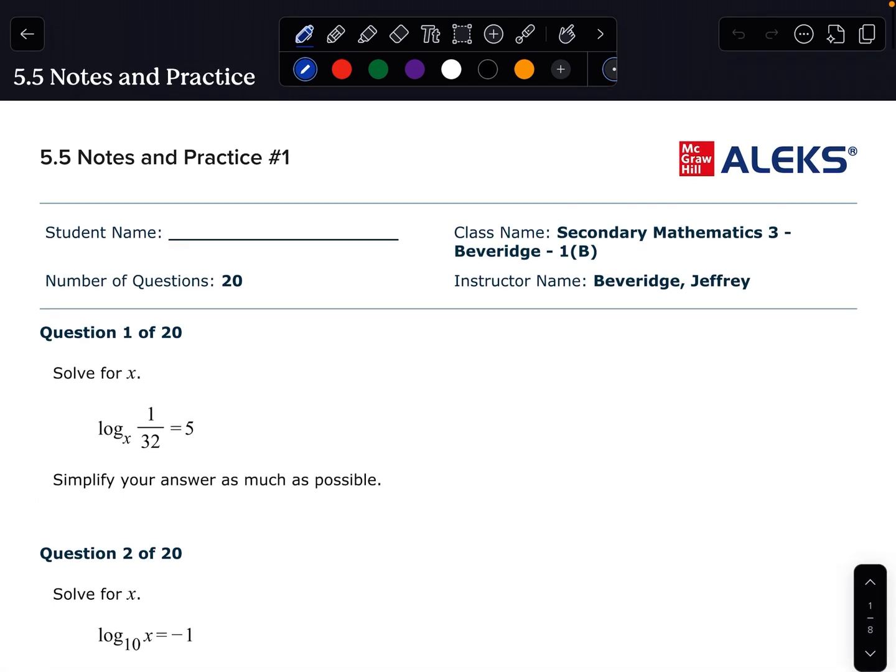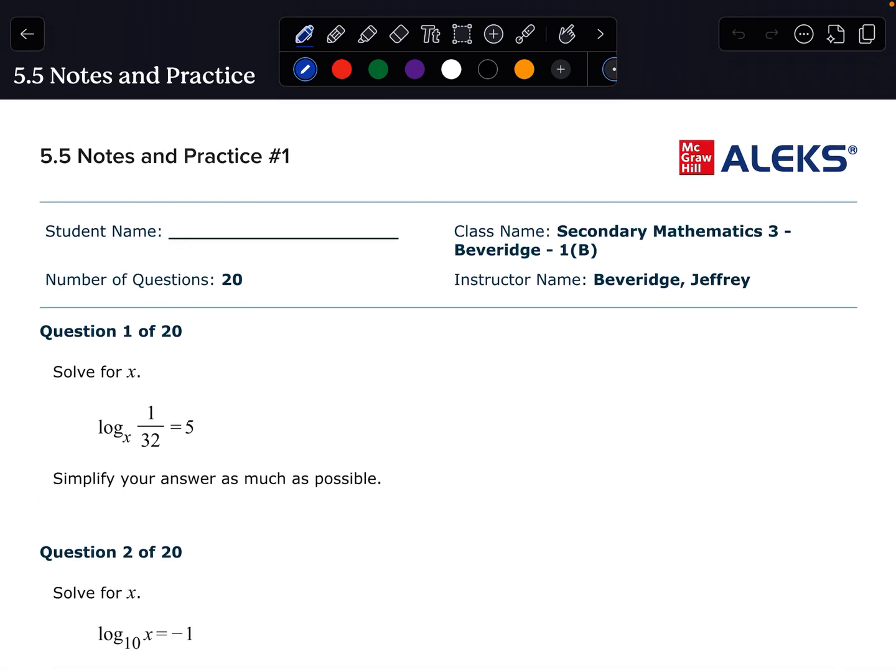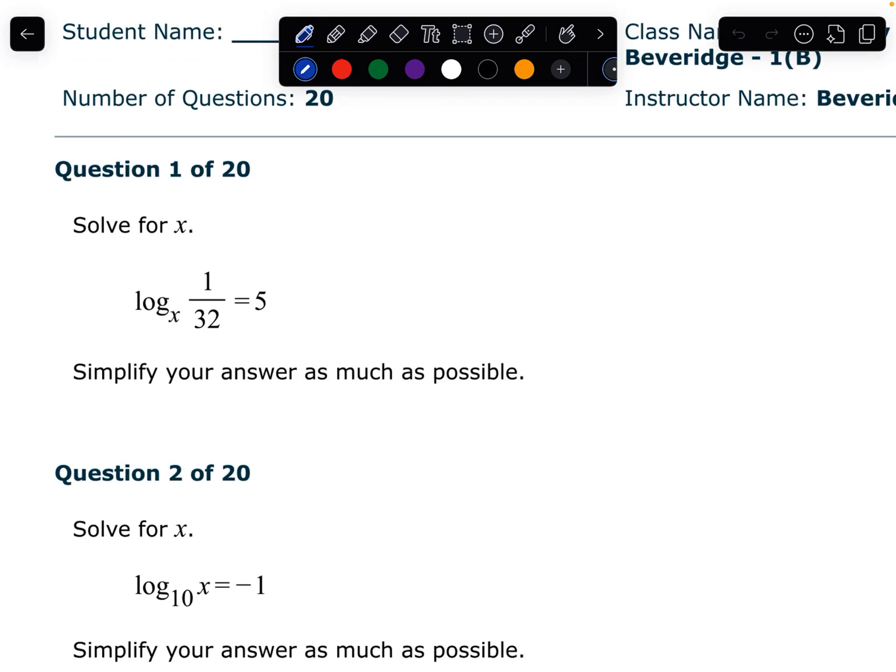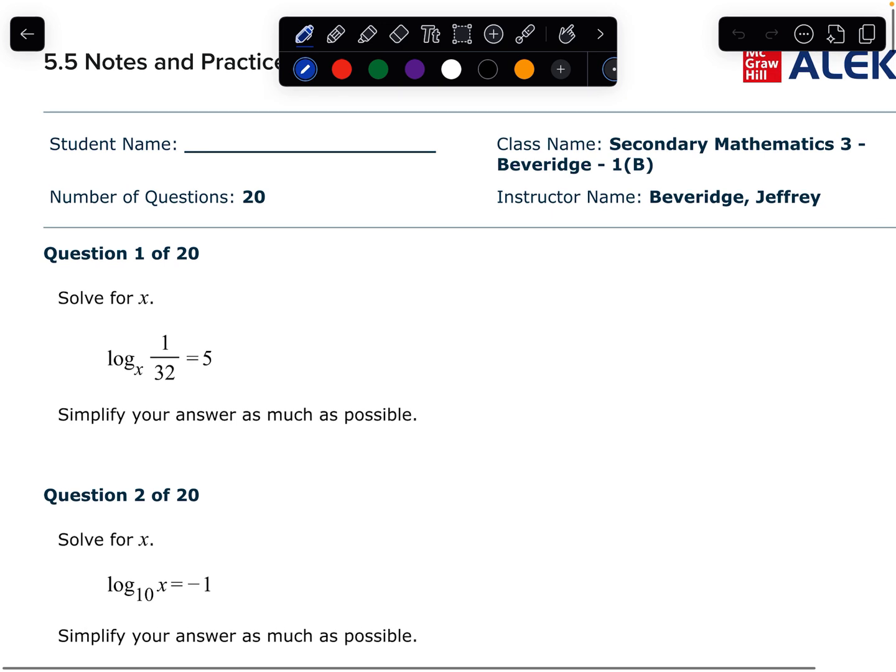Hey guys, I'm going to go through 5.5, which will be solving exponential and logarithmic equations. Alright, so trying to solve for values of x in these equations, we have log base x of 1 over 32 is equal to 5. I'm not sure if you guys remember, we talked about how logs equal exponents. So how am I going to evaluate or solve for this value of x right here?